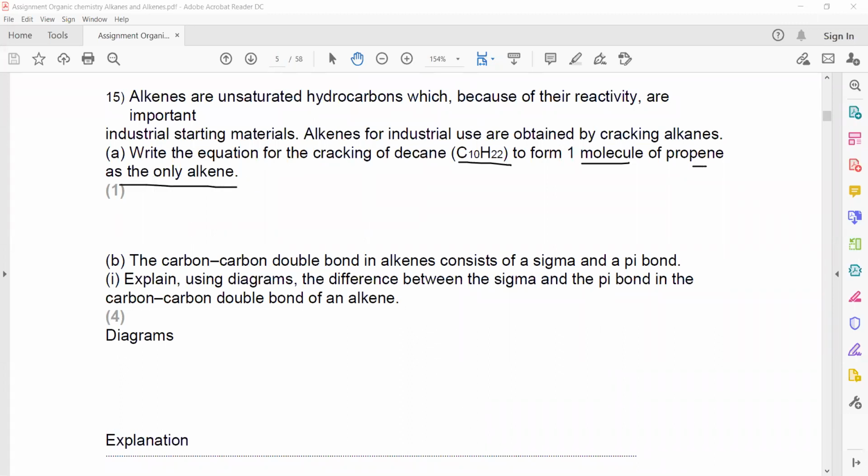So we have to form only one alkene here from decane. So what we can do, in terms of structure, this will be, as decane means C10H22. Propene is one of the products. So prop means 3 carbons, and because it's an alkene, the general formula of an alkene is CnH2n.